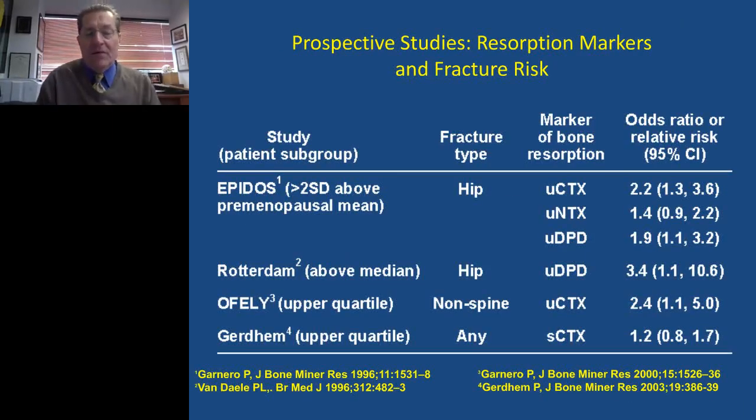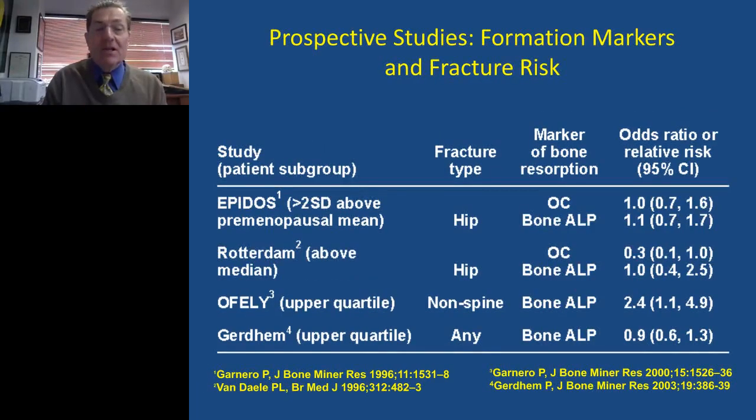This is a summary of a number of other population studies. The one that I just went through initially is the EPIDOS study. There are studies from Rotterdam, the Oefele study, the Jerdam study, showing that for a marker that's elevated, and these are in the upper quartile of the normal reference range, for example, it increased the odds ratio of different types of fracture, hip fracture, non-spine fractures, spine fractures, above that assessed by bone density alone.